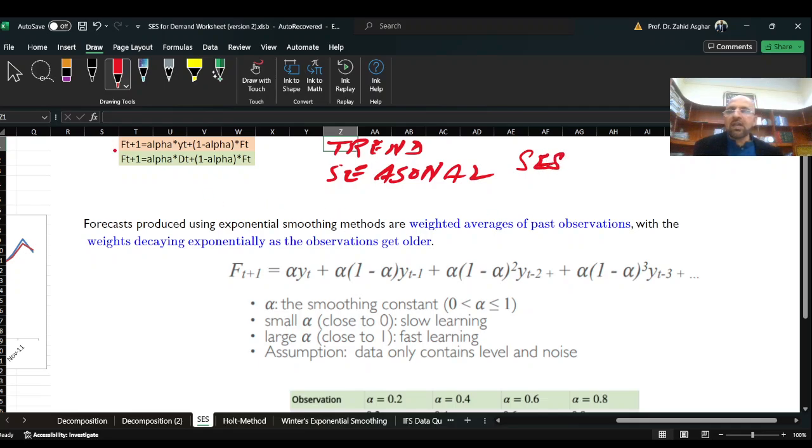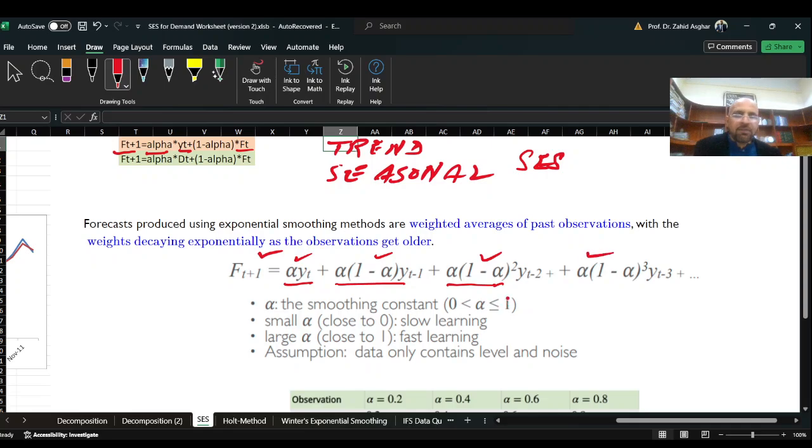So here the forecast value for the next period is alpha into Yt plus 1 minus alpha into the forecast of the previous period. Actually the equation expands like this: alpha into Yt, alpha into 1 minus alpha into Yt minus 1, alpha into 1 minus alpha squared, and in this way you can do backward substitution. What do we basically mean here? That we give more weightage to recent values and less weightage to the previous values.